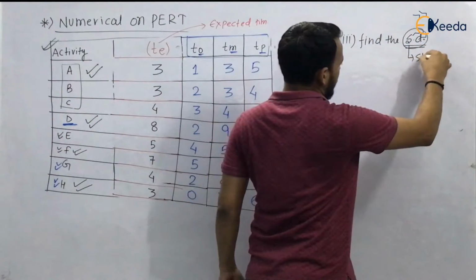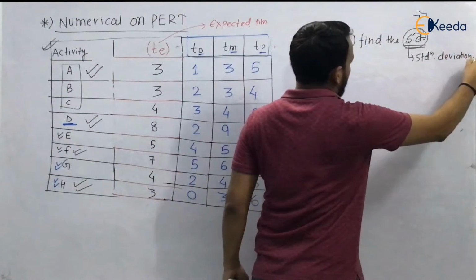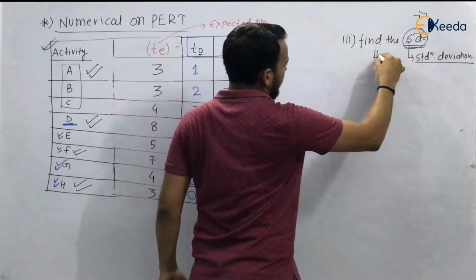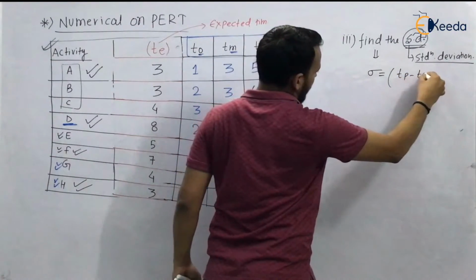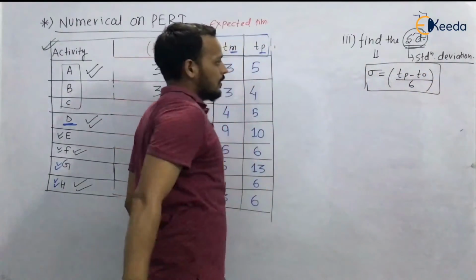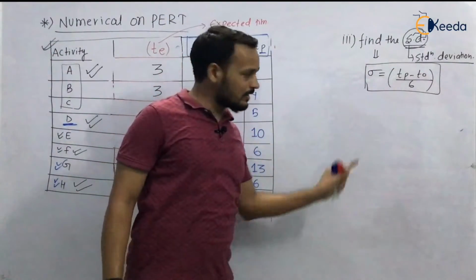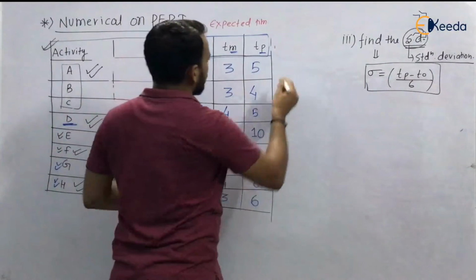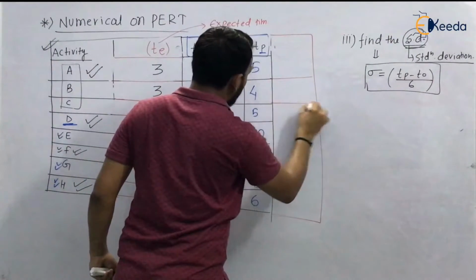Find SD, it means standard deviation. You know from the beta distribution curve that standard deviation sigma is equal to (TP minus T naught) by 6. For each activity you have to calculate sigma. So I am making a new column for sigma.